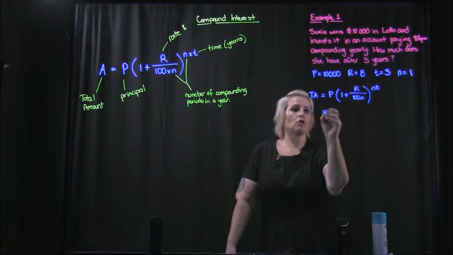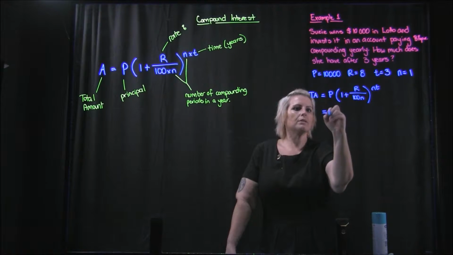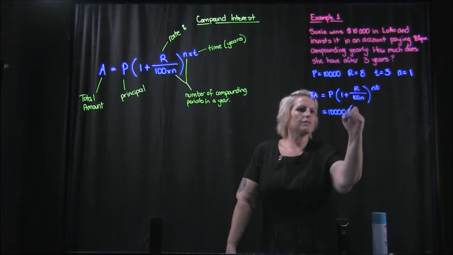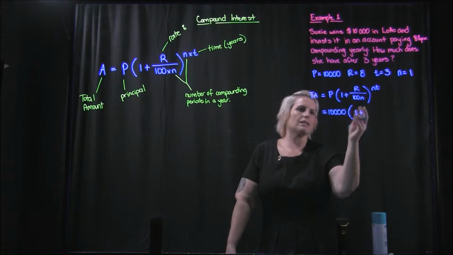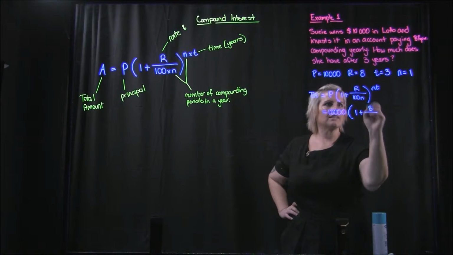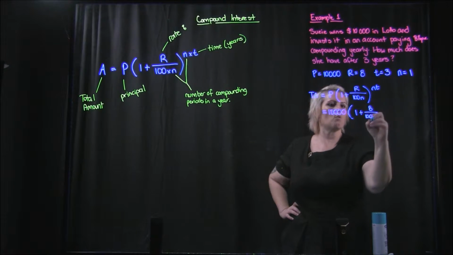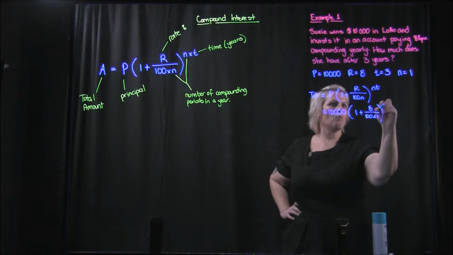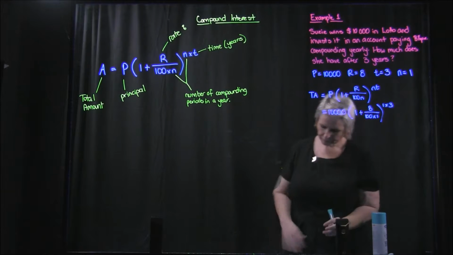I don't know the total amount. I'm trying to find it, so that can stay. Principal is 10,000. 1 plus, it's a number, so we don't have to sub in. The rate is 8, and that's going to be over 100 times N. 100 times 1. And that's going to be the power of 1 times, and T is 3.